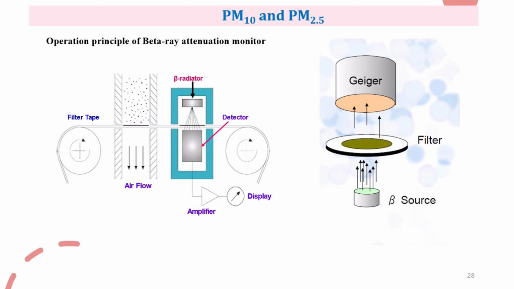In this method, particulate matter goes through a nozzle that sorts PM10 and PM2.5, and then it interacts with beta rays. The way the beta rays attenuate helps us figure out how much PM there is. The sample air is drawn through a size-selective inlet, such as a PM2.5 sharp cut cyclone, at a controlled flow rate, and the relevant PM fraction is collected on a filter paper or filter tape.